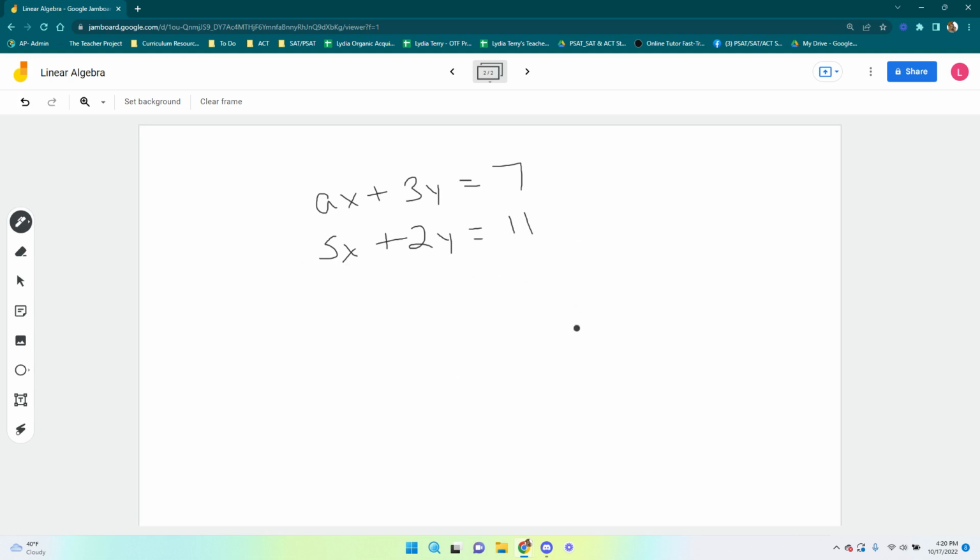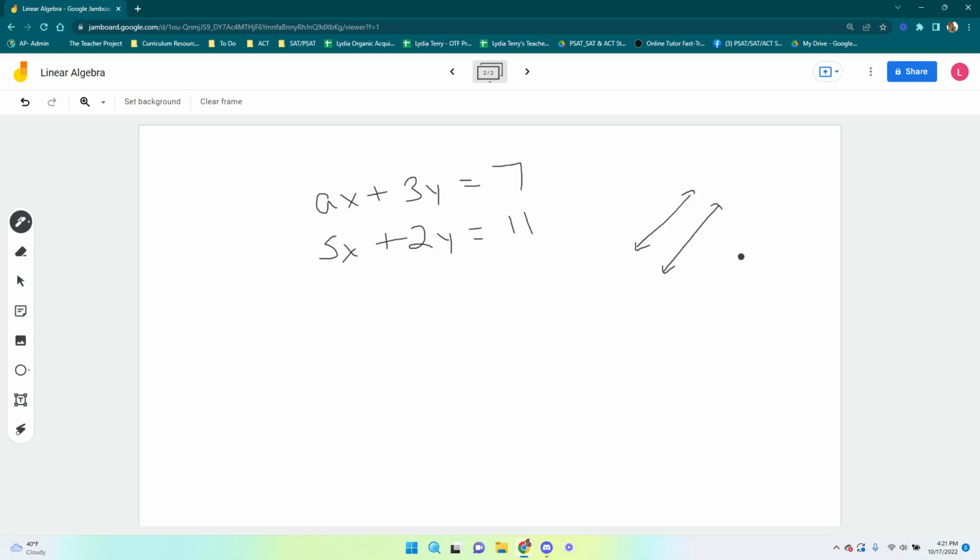Okay, we have a system of equations here. And the test says to you, these two lines never meet. What is A? What are you going to do? Okay, so you got to pull out the geometry folder. What does it mean when two lines never meet? It means they're parallel.